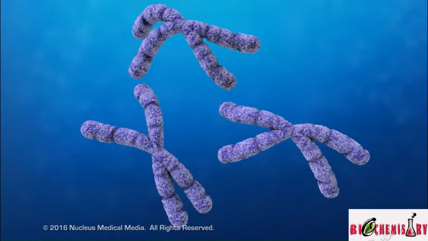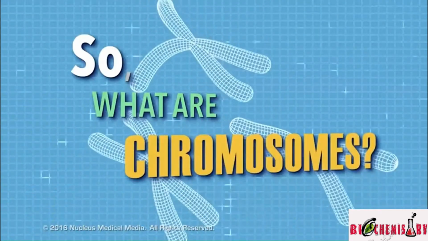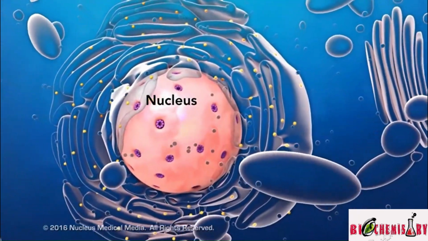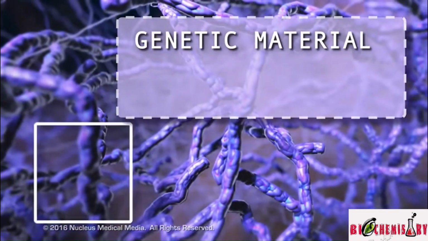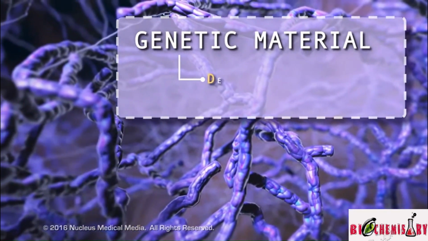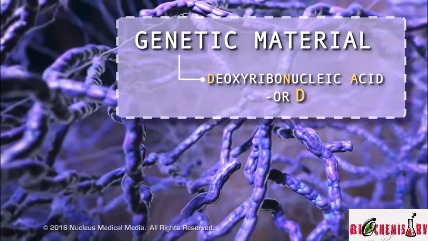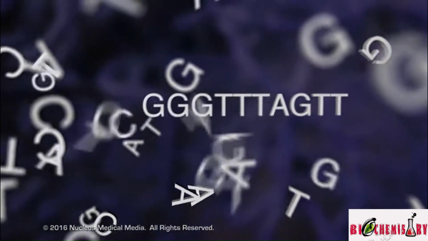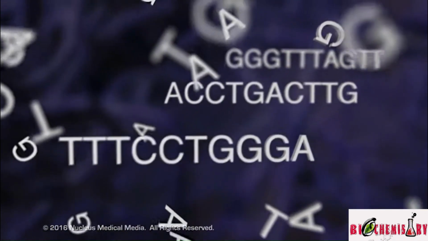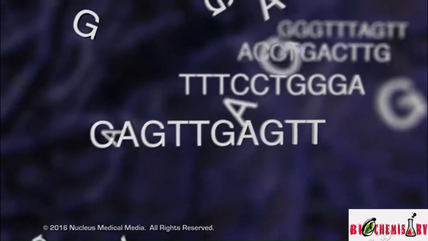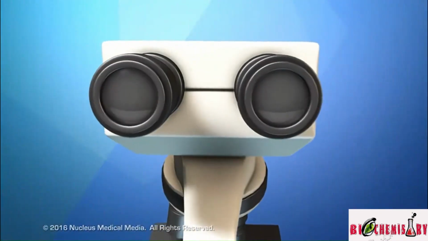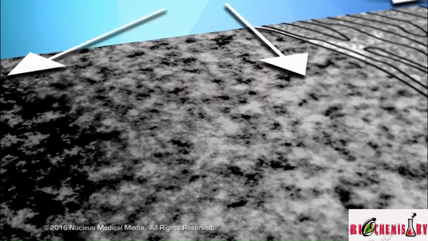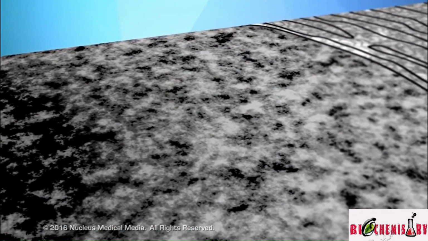Chromosomes are an important part of cell division. So, what are chromosomes? Let's look inside a cell's nucleus. Here we find the nuclear genetic material known as deoxyribonucleic acid, or DNA. Each cell's DNA holds the genetic code, or instructions, for everything within that organism. Looking through a microscope, you can see that DNA is usually spread out within the nucleus. It looks kind of grainy.